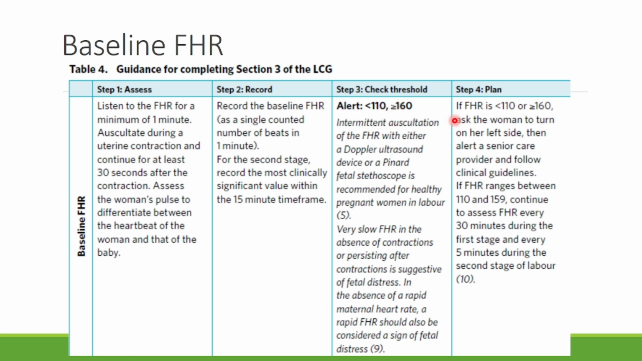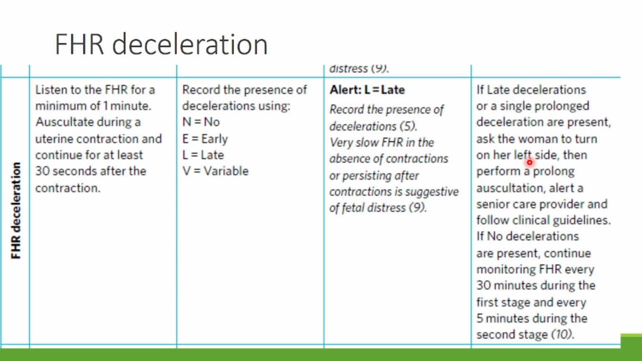So here the threshold to check for an alert is less than 110 or equal to or more than 160. Less than 110 indicates fetal bradycardia, so we should change position, give oxygen, and ask for supportive care. Equal to or more than 160 indicates tachycardia, which could be fever, dehydration, or fetal distress.